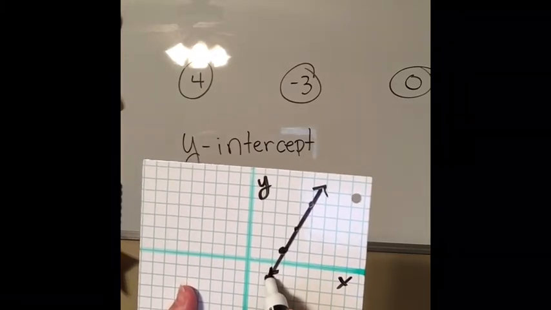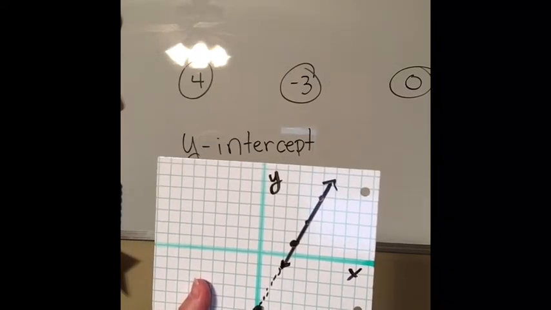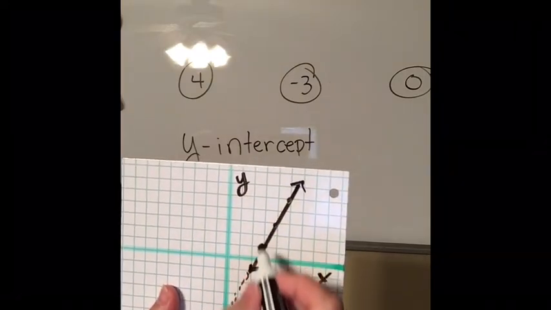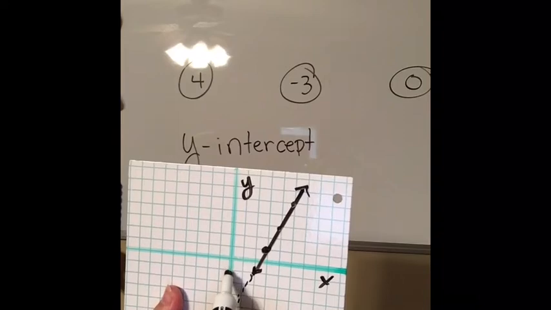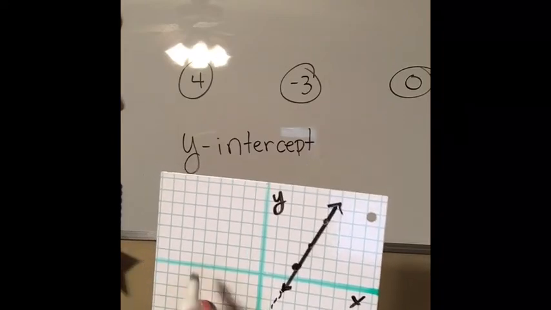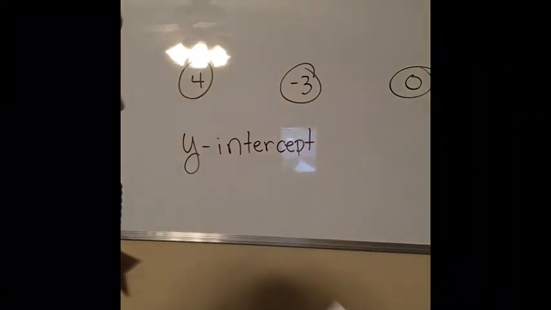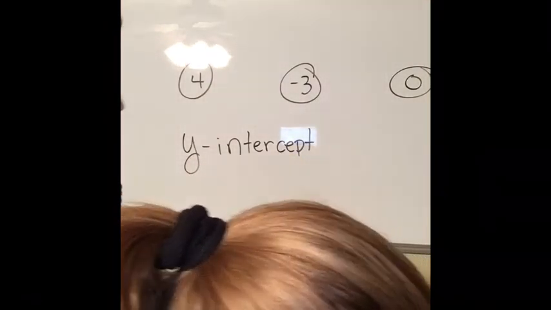And if you can kind of picture that line extending, that's where it would hit the y-axis. You can't just eyeball it though. You have to figure it out using slope. So this would be -1, -2, -3, -4, -5. This would be a y-intercept of -5. Okay.